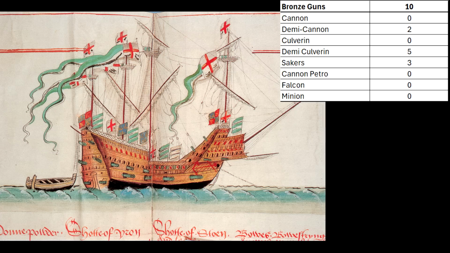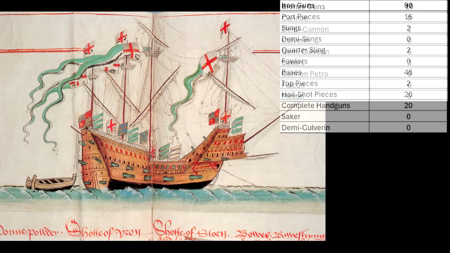And we've got quite a drop in bronze guns as well, so we've gone from 14 to 10 now, and in terms of specific types, we've lost both of the culverins, we've gained a demi-culverin, lost a Saker, and lost both of the falcons, so our long-range firepower now is somewhat diminished.